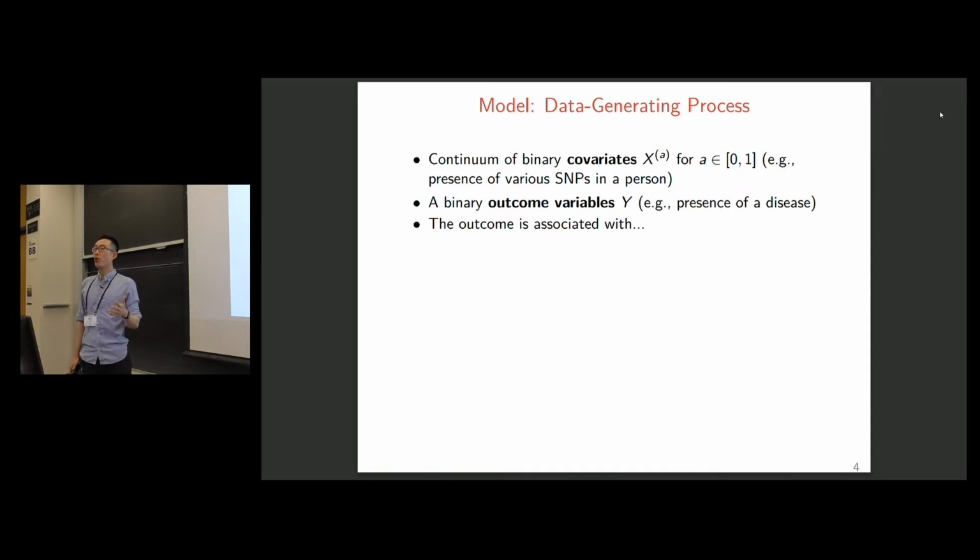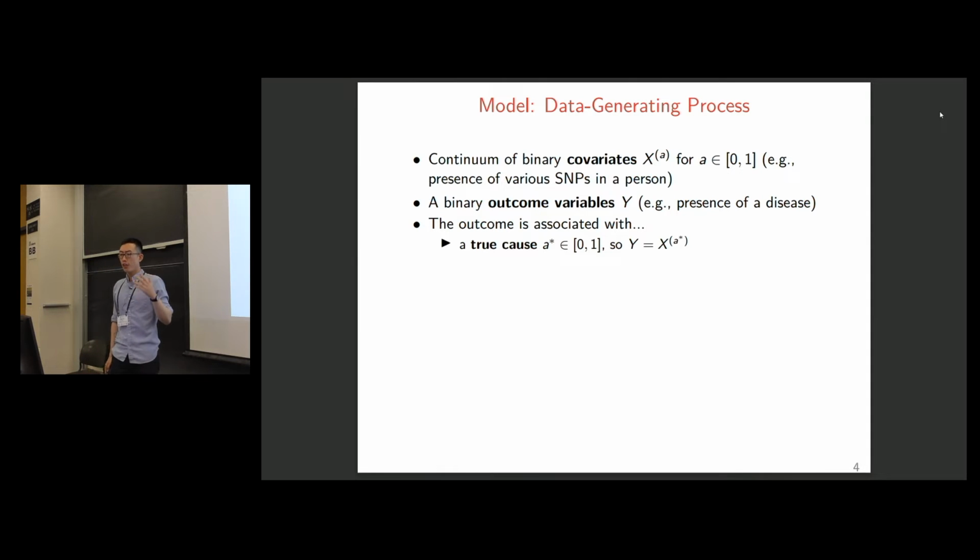This outcome variable is associated with two things. First, there's a true cause, A star. There is some gene that actually causes a disease. So a person has a disease if and only if they have this gene. So y is equal to x a star.